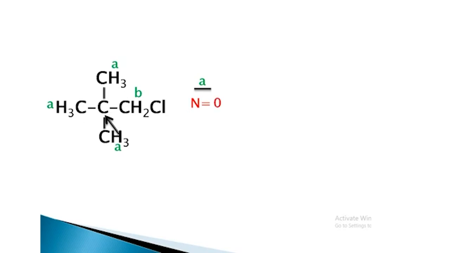Therefore the value of n is 0. If you plug into the n plus 1 equation, we get 1, and finally we get a singlet as the splitting. Similarly, for B type proton, what will be the value of n?